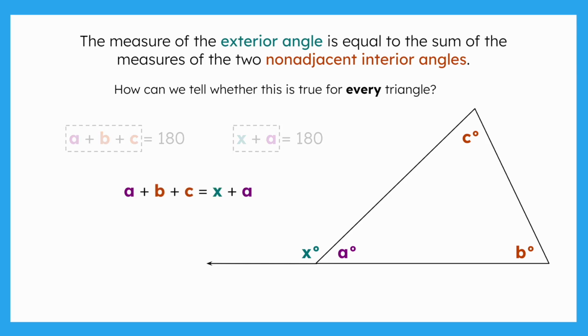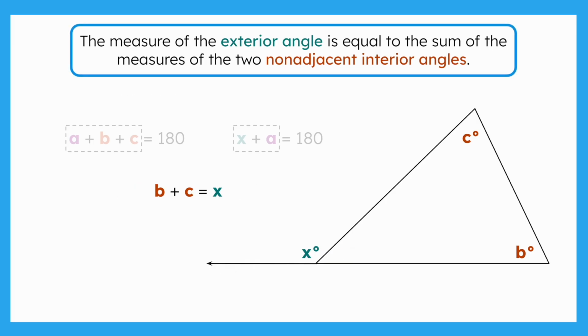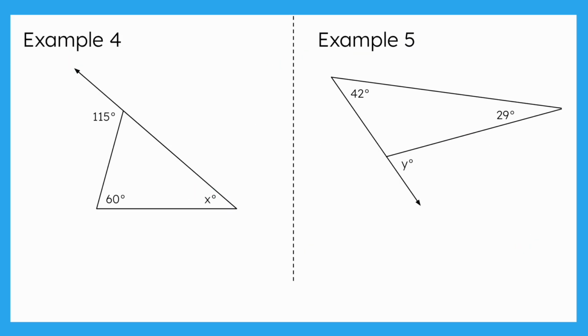Interesting. Since A is on both sides of the equation, we can cancel it out and show that for any triangle, the measure of the exterior angle is equal to the sum of the non-adjacent interior angles. We've just discovered something really cool. Now, let's put it to work. Let's wrap up with a couple of examples.